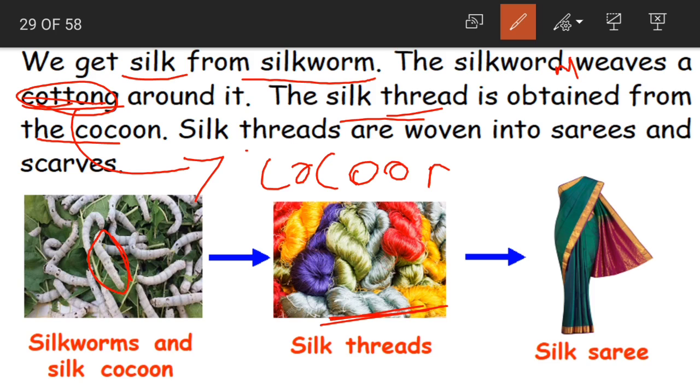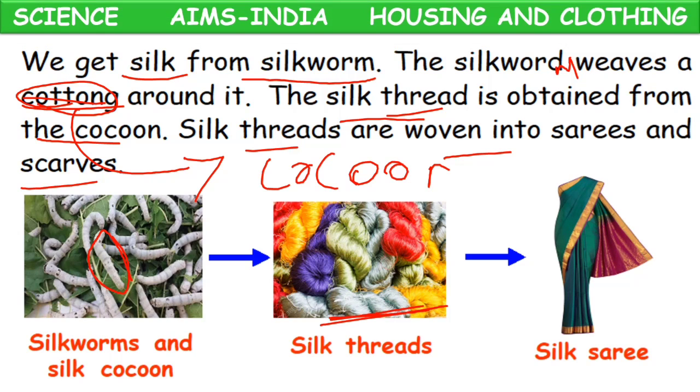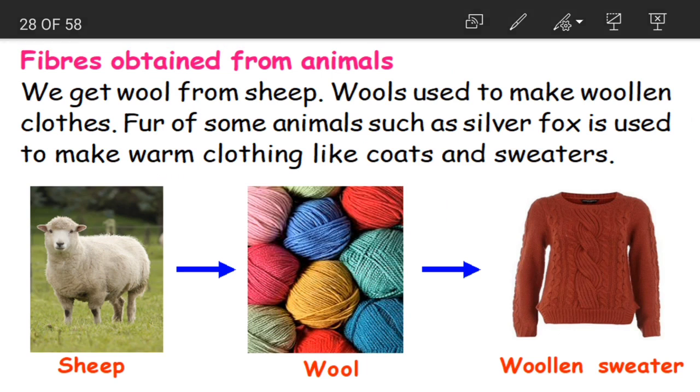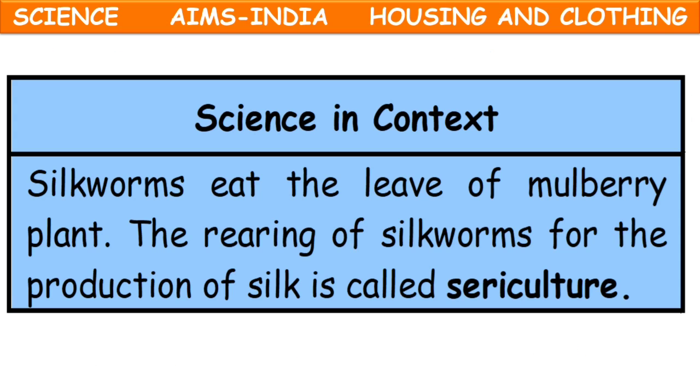Silk threads are woven into saris and scarves and different cloth materials. Mostly we use them as saris, silk saris. Okay children, clear? So this is how we get our silk. See here, a silk sari. Clear, children? Now, science in context: silkworms eat the leaves of the mulberry plant.